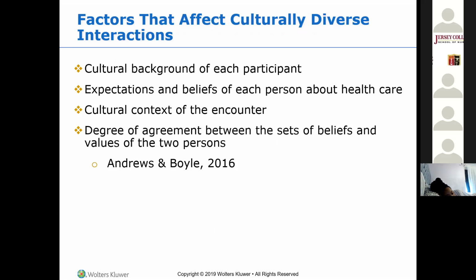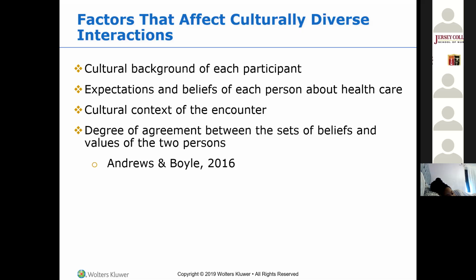Cultural backgrounds, expectations and beliefs, the context of the encounter, all these things can affect it. And then the agreement between the two people. So it's what do you agree with the patient? And that really should be based more on their beliefs. You can still have your beliefs and you can still believe in them.